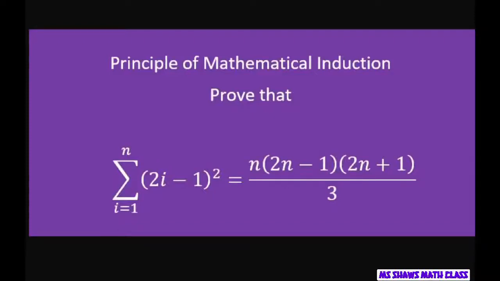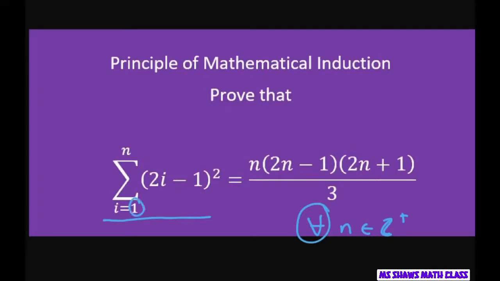Hey everyone, we're going to use the principle of mathematical induction to prove that the sum of (2i minus 1) squared from i equals 1 to n equals n times (2n minus 1) times (2n plus 1), all divided by 3. And this is for all positive integers. So this means for all, the upside down A. If we look at this, let's expand this and just see what we have here.